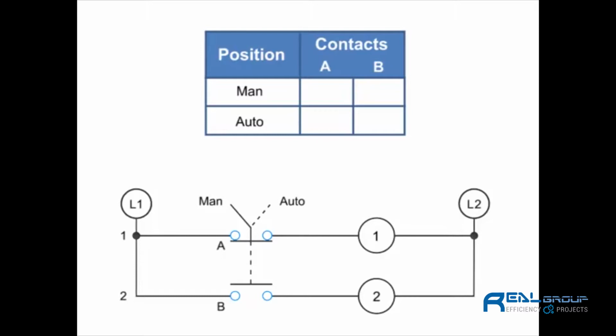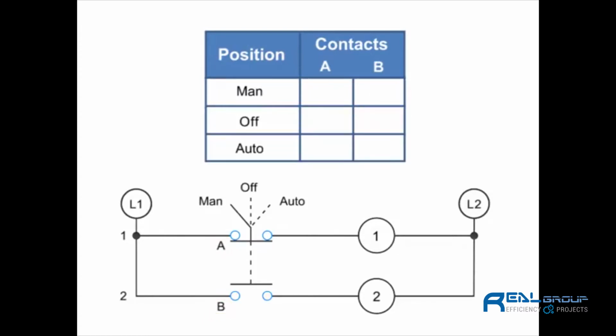Thus, if the selector switch is in the MAN position, A is X or closed, and B is O or open. When the switch position is set to Auto, A is O or open, and B is X or closed.